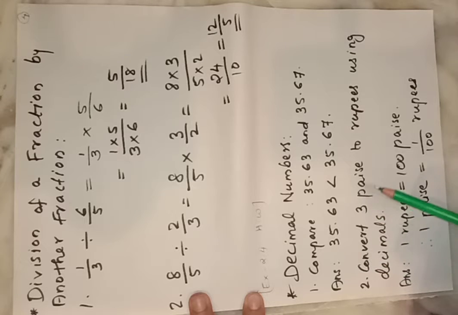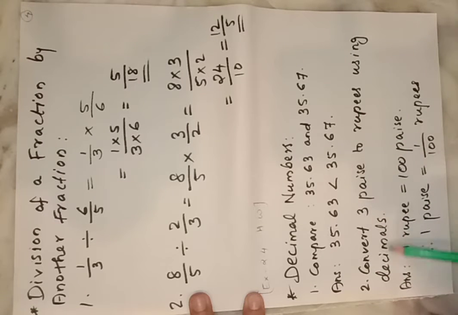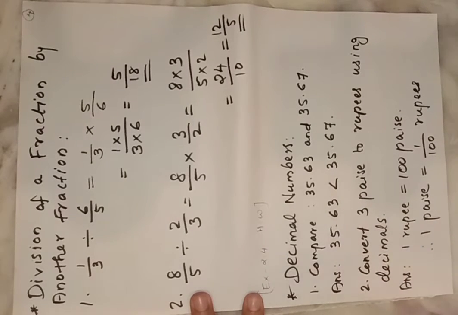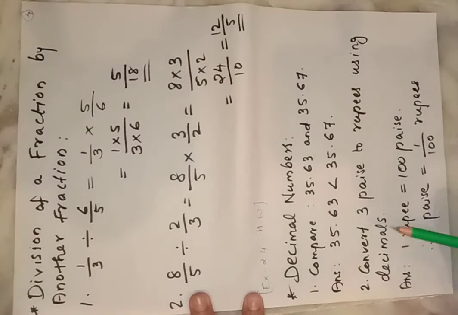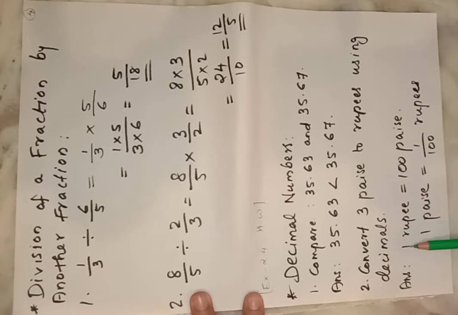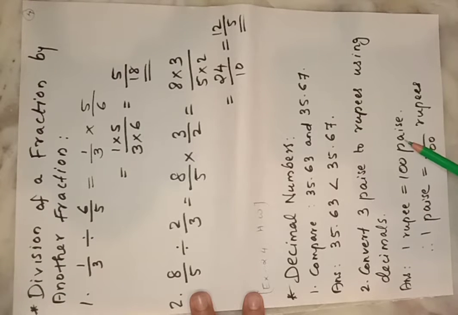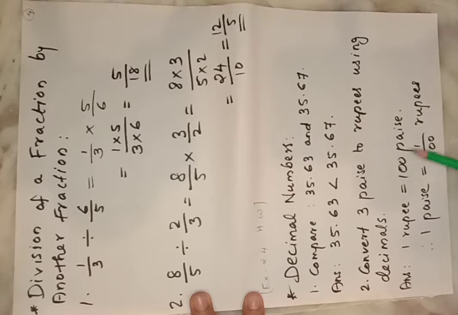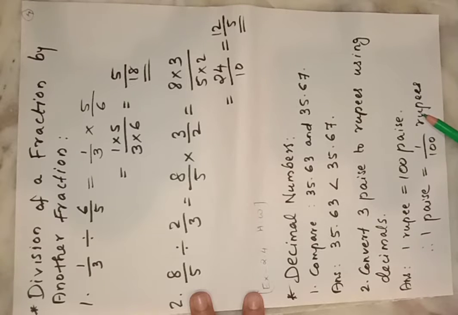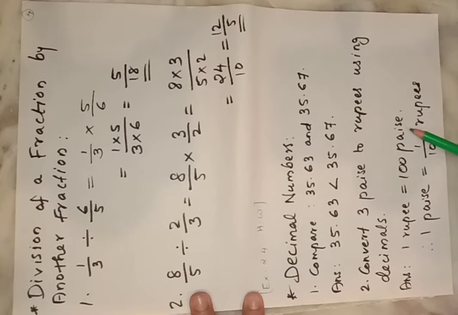Now convert 3 paise to rupees using decimals. This is the second question. The answer is, 1 rupee is equal to 100 paise. So 1 paise will be equal to 1 by 100 rupees. 1 rupee is equal to 100 paise, so from here 1 paise is equal to 1 by 100 rupees.